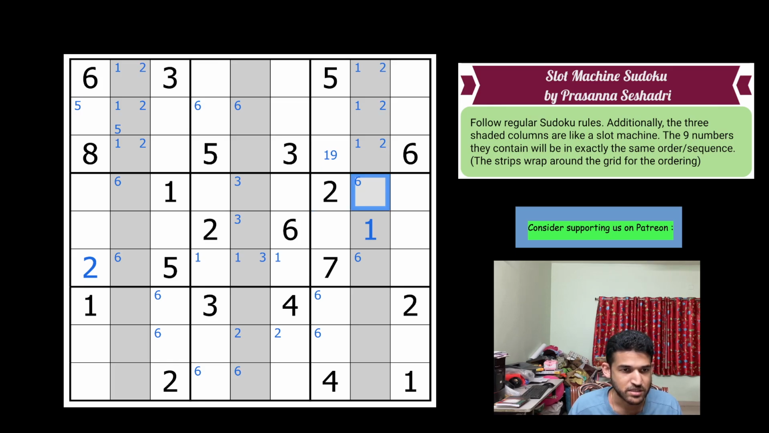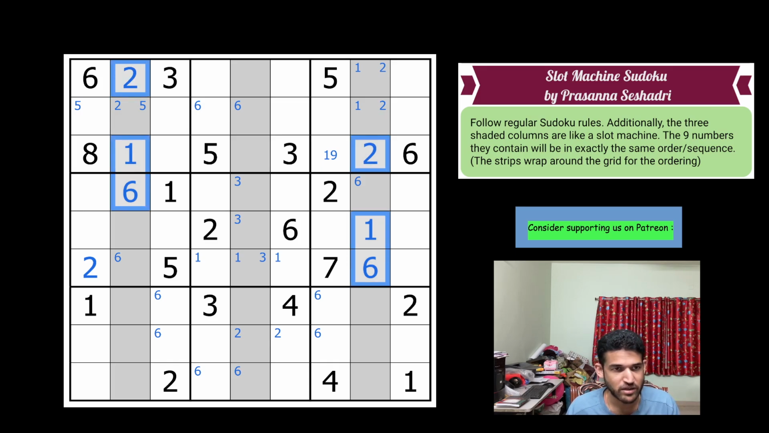This cannot be a 6 because that would force 6 here and 1 here, not possible. So this is a 6, which gives 6 here, and this one gives me a 1 here. This is too good, right? And now I know 2 must be in one of these 2 cells, right, by Sudoku. So which means 2 must be in one of these 2 cells, and you can't have a 2 here. So the only cell left for a 2 is here, and which means this is a 2. So you can see that the slot machine is preserving its order.